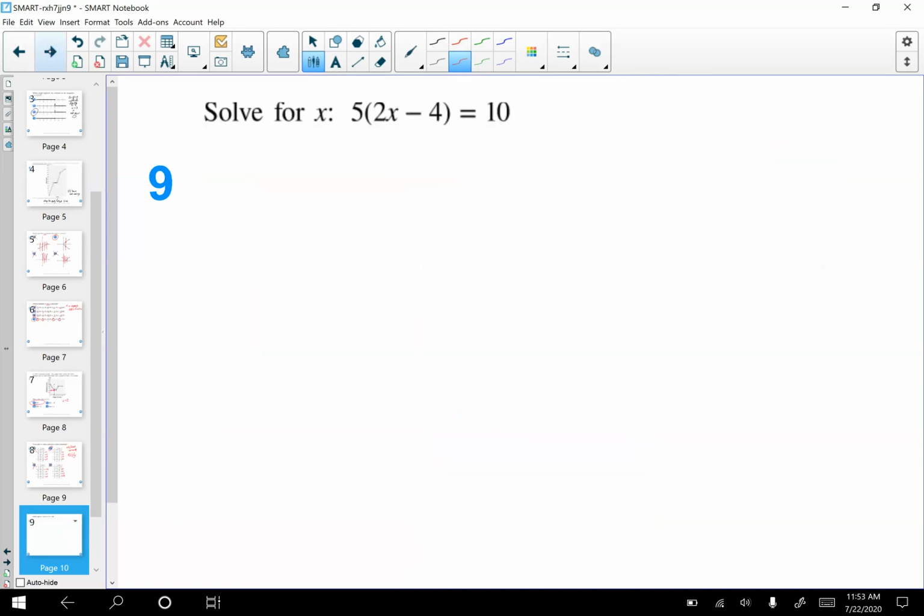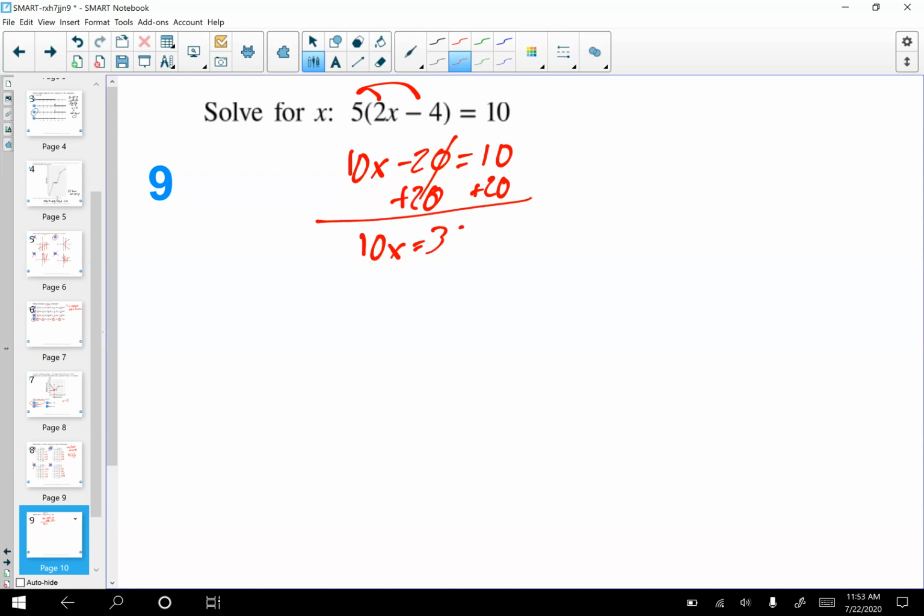So now solve for x, a couple equations here. I would imagine most of us are probably going to start by distributing, so I'll do the same. So 5 times 2x is 10x, minus 5 times 4 is 20. I will add the 20 to both sides, plus 20 plus 20. 10x equals 30. Divide both sides by 10. And I get that x is equal to 3. Sorry, not 2.